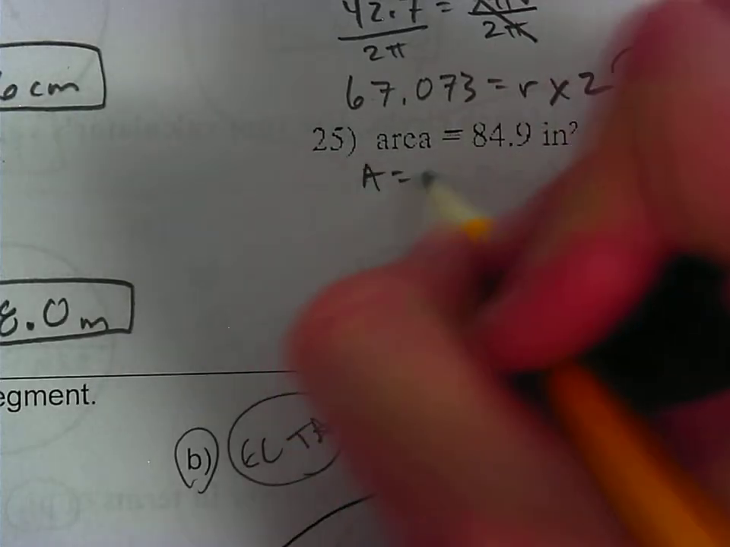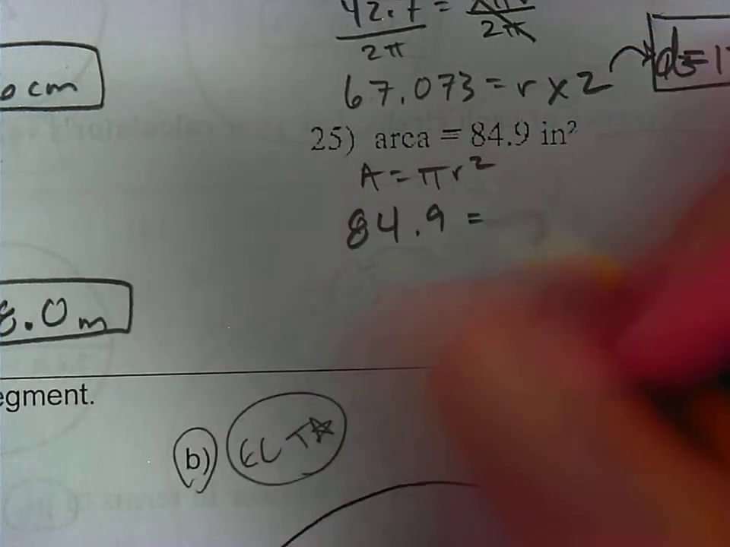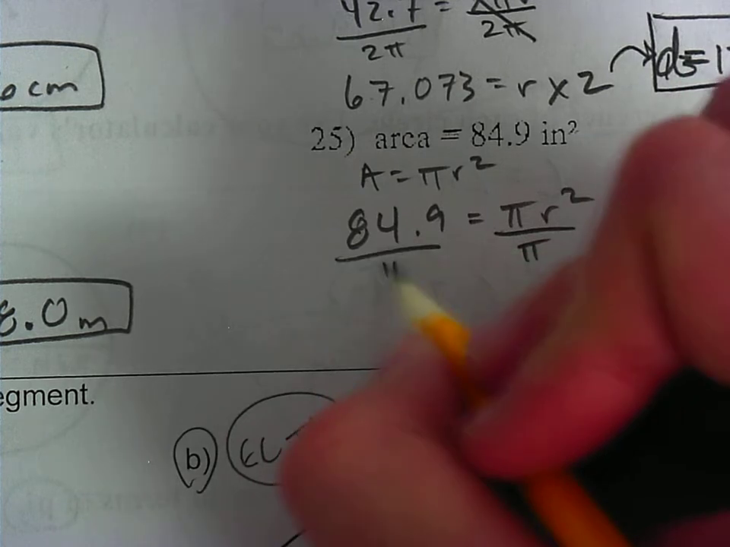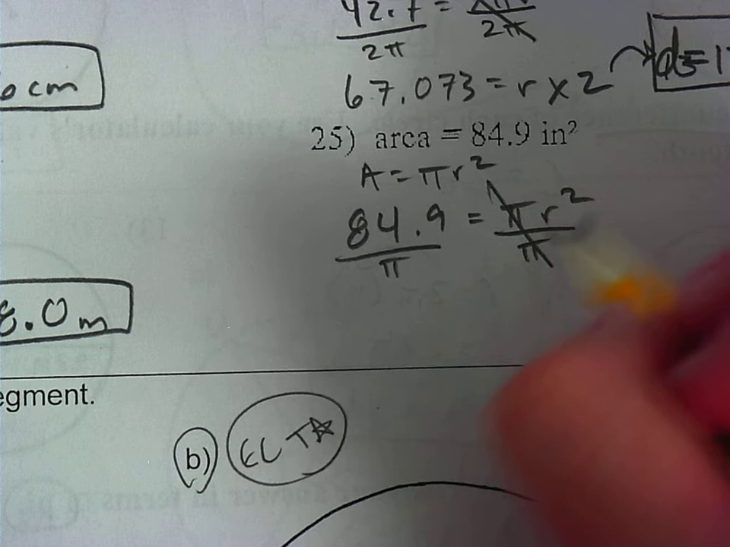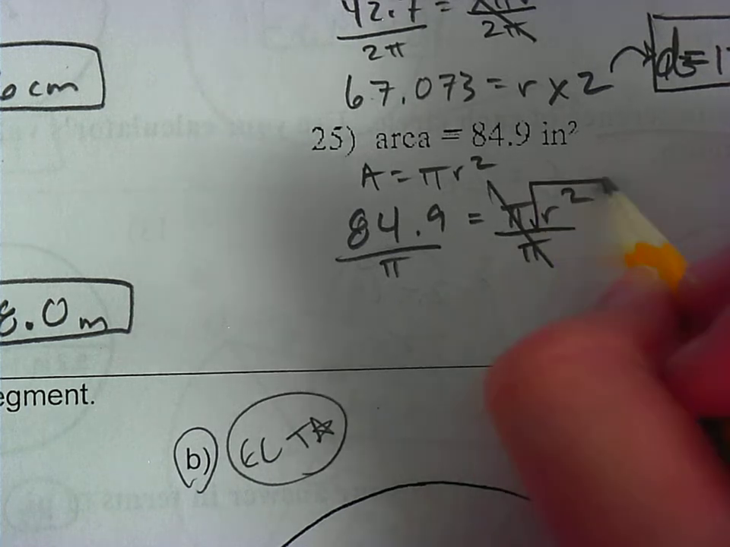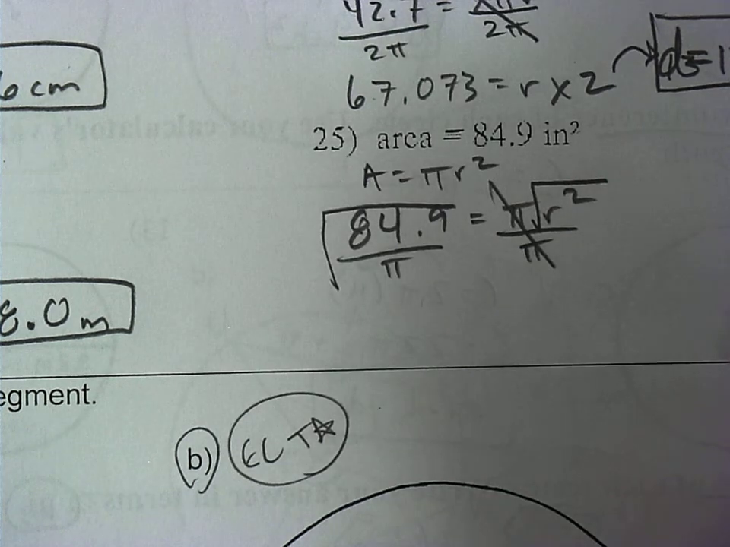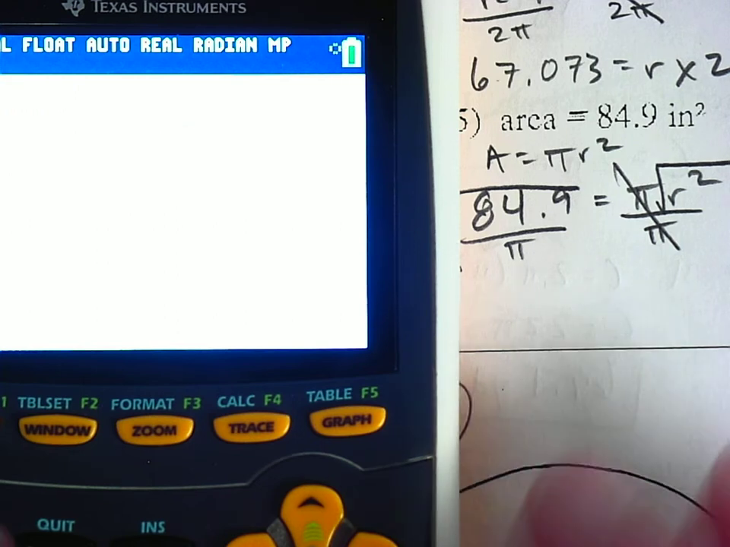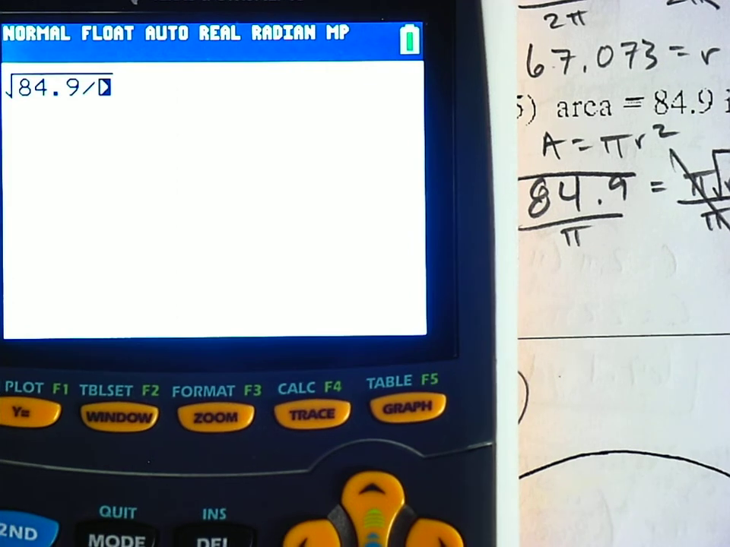So one more of those, just for good measure. Area is pi r squared. The area itself is 84.9. We're going to divide by pi, and those cancel out. Then to get r alone, we square root to cancel out that exponent of 2. And that we just type into our calculator: the square root of 84.9 divided by pi.